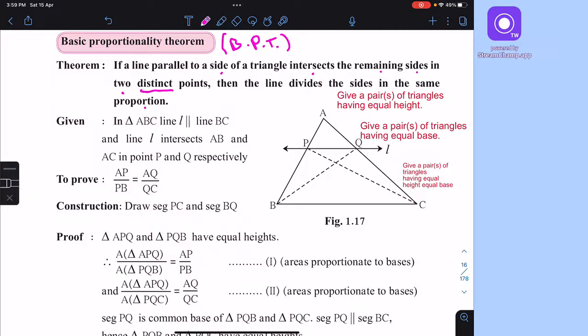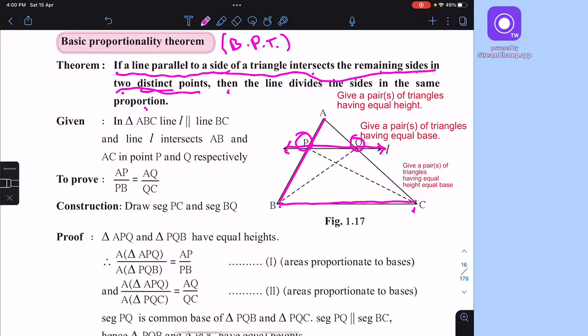First we draw the figure. Here triangle ABC is a triangle, and a line is parallel to a side. BC is the side of the triangle and PQ is the line L, which is parallel to side BC. A line parallel to a side of a triangle intersects the remaining two sides in two distinct points. Here P and Q are two distinct points. Then the line divides the sides in the same proportion. That means the proportion AP upon PB is the same as AQ upon QC. This is what we are going to prove.